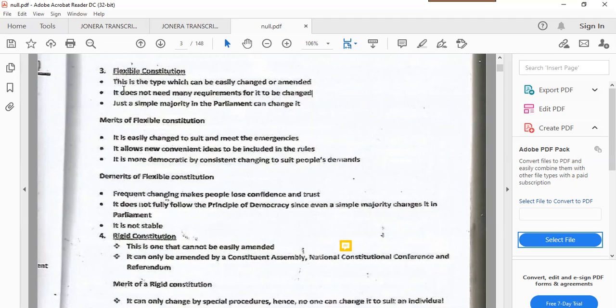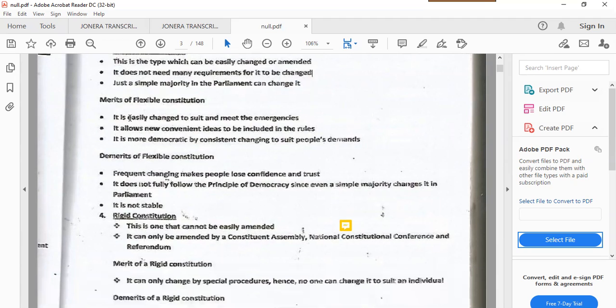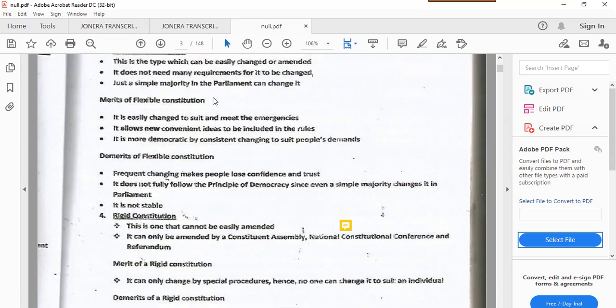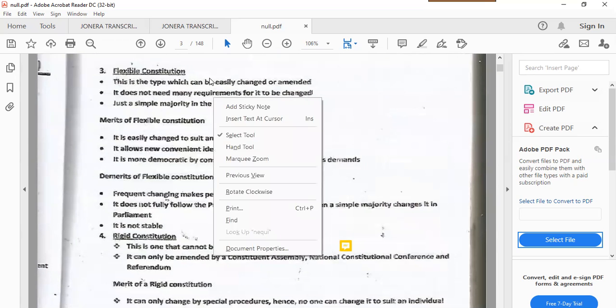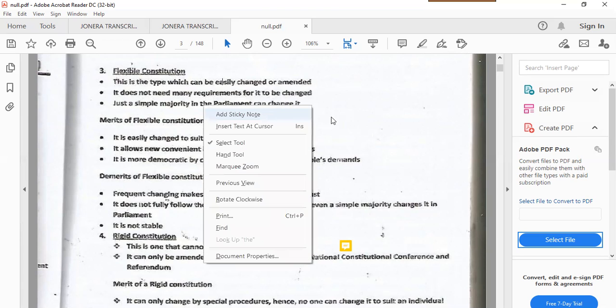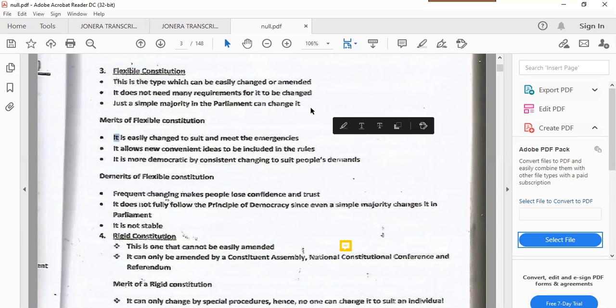So this is the type of constitution that is flexible, easily changed to suit them. This is the type of constitution which can be easily changed or amended. It does not need many requirements for it to change. Maybe just a simple parliament meeting and they pass certain votes, and like that it's easily changed. At this point, just a simple majority in the parliament can change it.